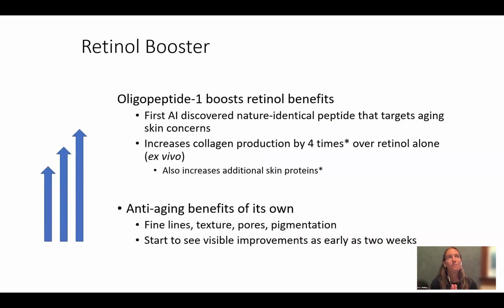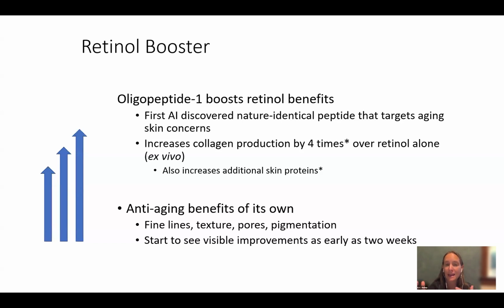Then the other thing that makes this time super, super exciting is the use of peptides and the identification of peptides. So there's lots of different peptides out in the market, right? And peptides can be evaluated for all sorts of different reasons. But what caught our eye is that there is an oligopeptide 1 that actually has the ability to boost the retinol benefits.